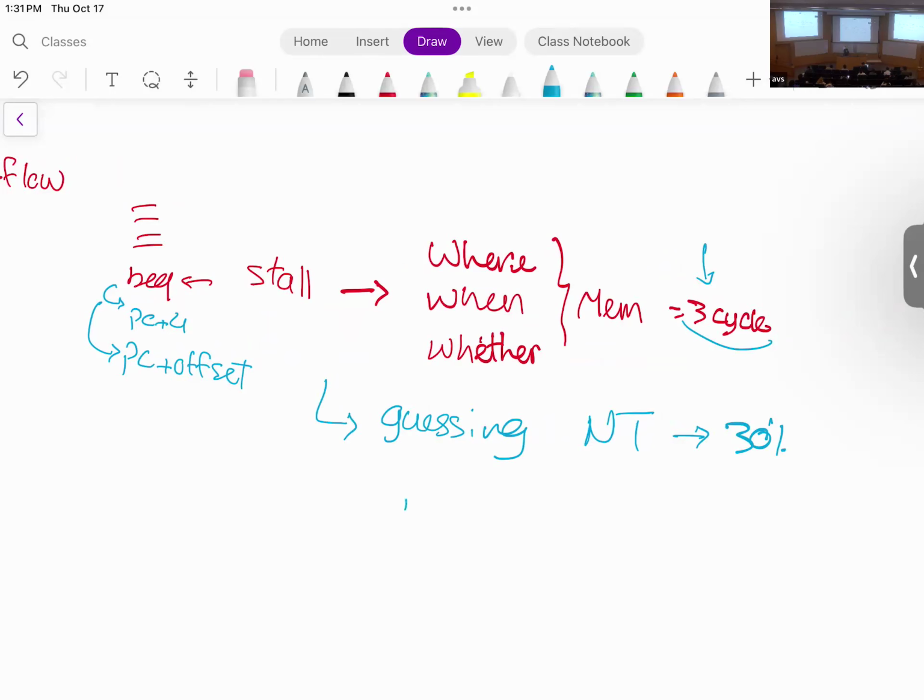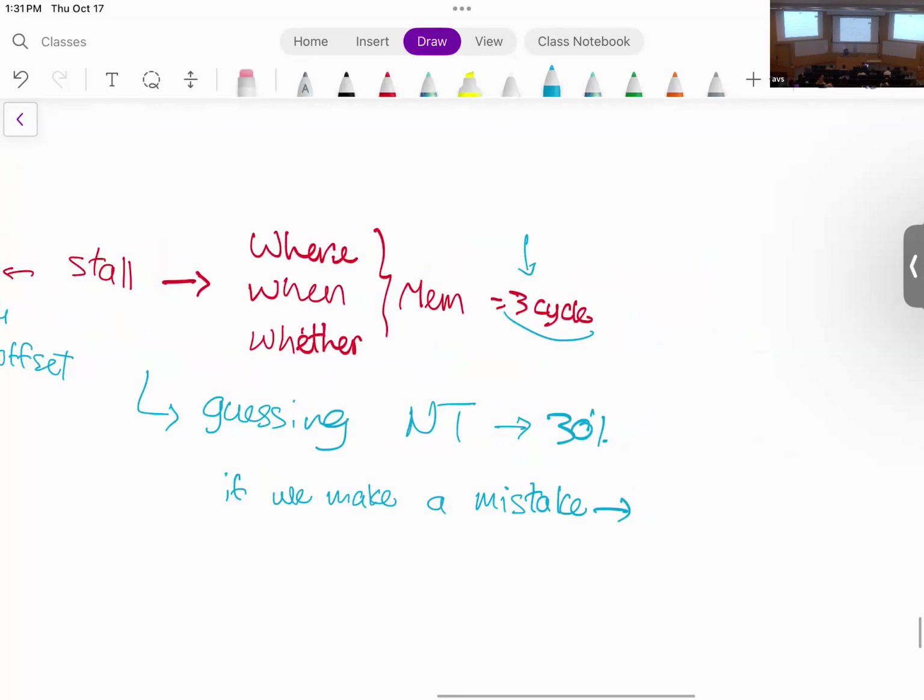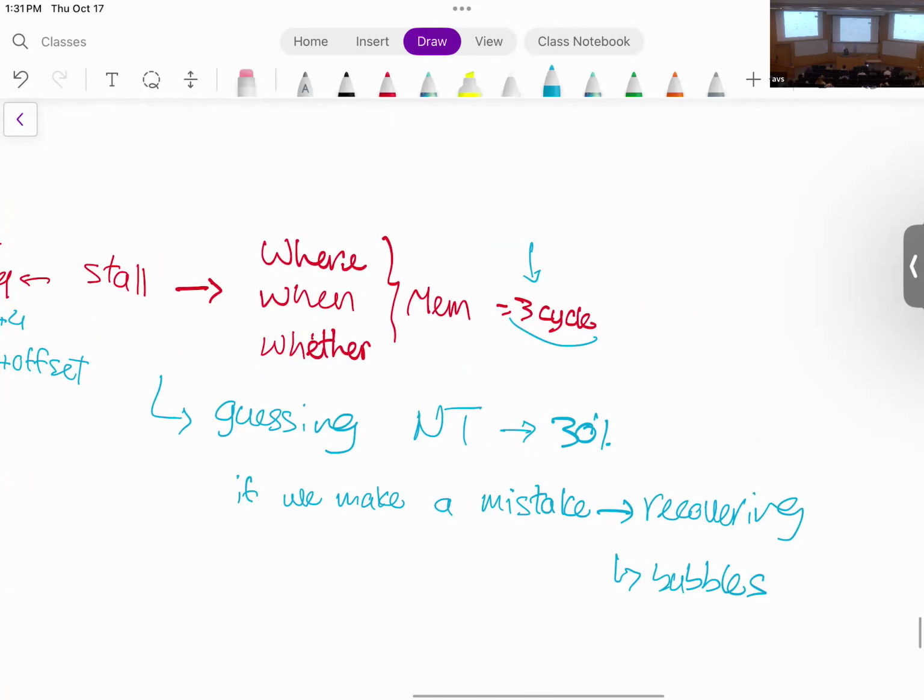So if we make a mistake, I need to recover. The recovery process was by adding bubbles. We put bubbles into our pipeline, and with bubbles we were able to replace any instruction that we want in the pipeline. The problem though was that I waste 3 cycles if I make an incorrect decision.